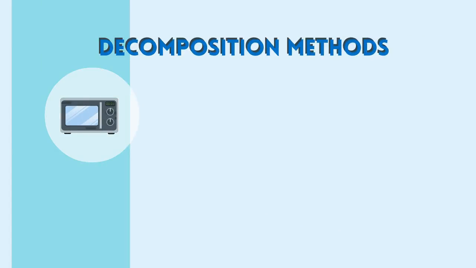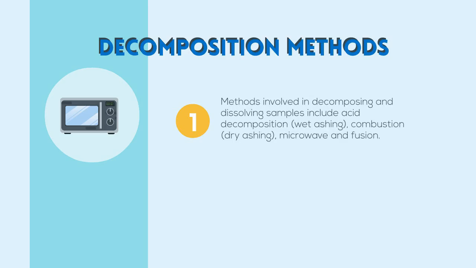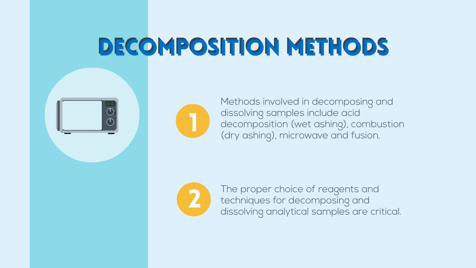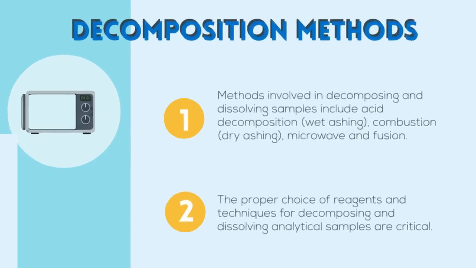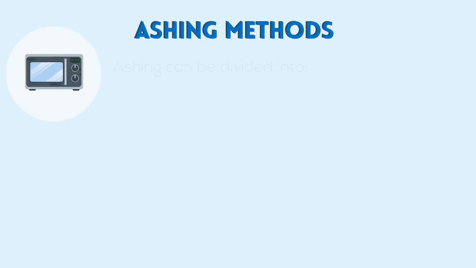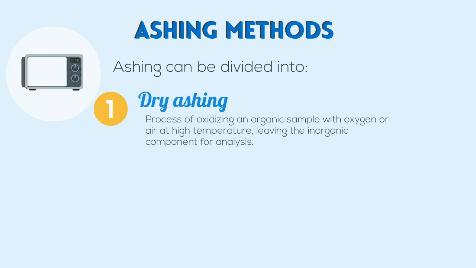The decompositions of solid material can be done by many ways. It includes acid decomposition or wet etching, combustion or dry etching, microwave, and fusion. Our syllabus is just focusing on the decompositions of solid sample by dry etching and wet etching.